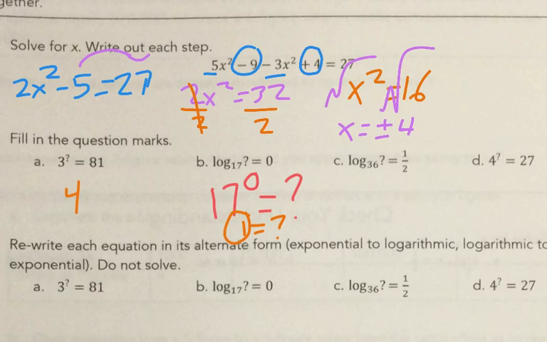Okay, C. Log base 36 of what equals a half? So what's this asking? 36 to the half. Yes, thank you. Remember, a half exponent is the same thing as a square root. So 36 to the 1/2 is the square root of 36, which is 6. We good with that?